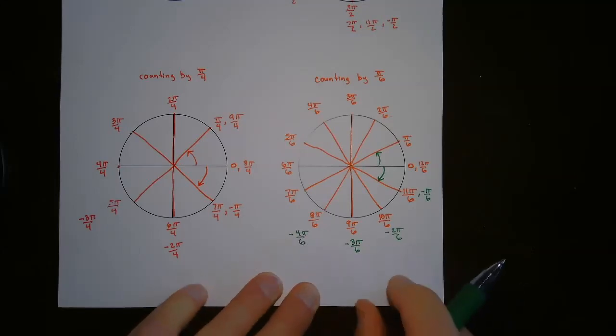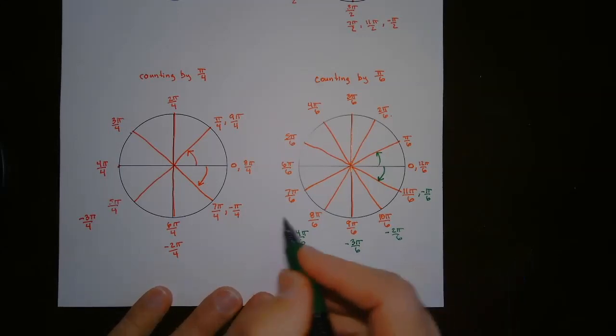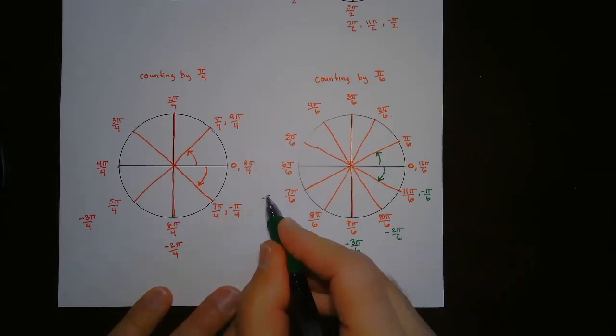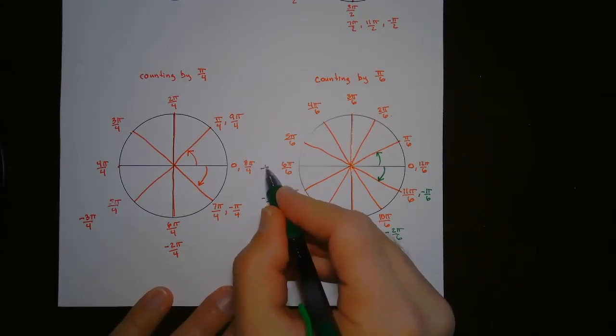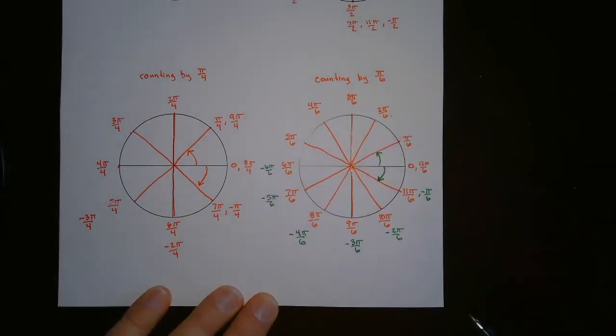But nobody's ever going to call this one negative 4 pi over 6. They're going to call it negative 2 pi over 3. And then this one would be negative 5 pi over 6, and this would be negative 6 pi over 6. And we could keep going around and around and around, right? With positive angles and negative angles.